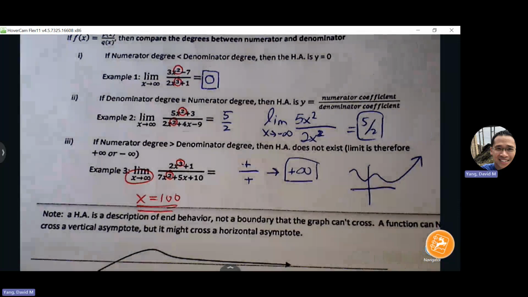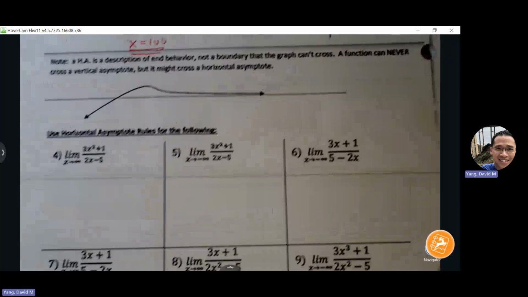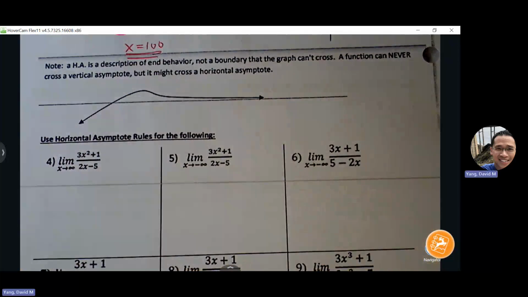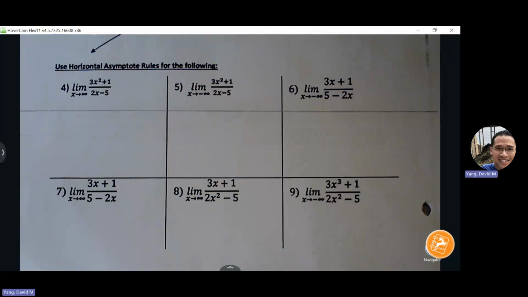Okay, so do you guys want to try 4 through 9? This should go pretty quickly. Again, if you're approaching infinity or negative infinity, there's no direct substitution. You're just directly going into comparing degrees. Okay, so try 4 through 9, and then we'll walk through the solutions.